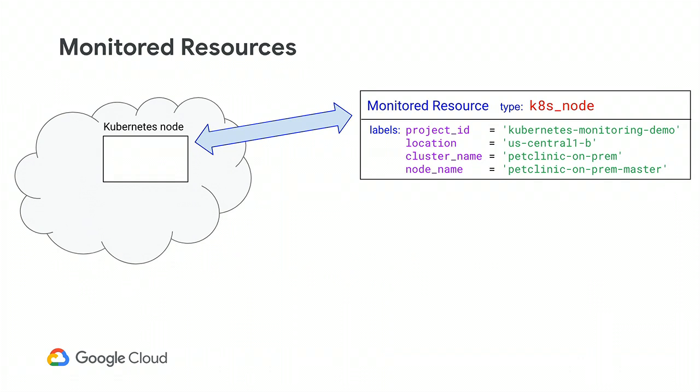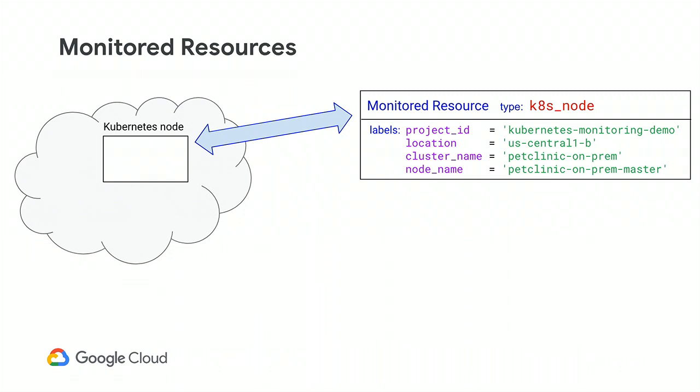Out in the cloud, we've got resources that we want to keep an eye on. Here's a Kubernetes node. And every kind of resource has associated with it a monitored resource type, in this case, k8s_node.